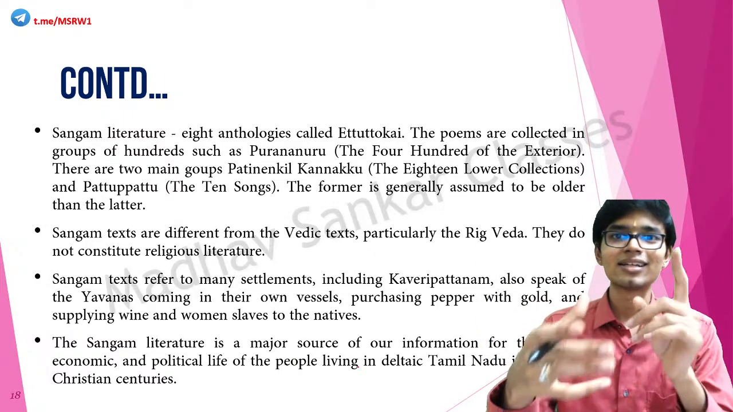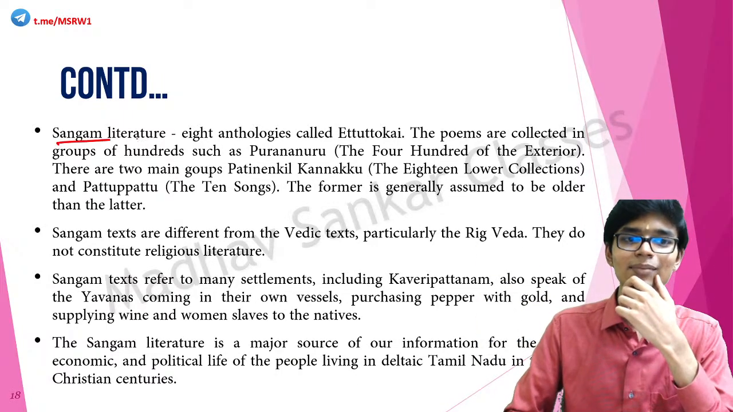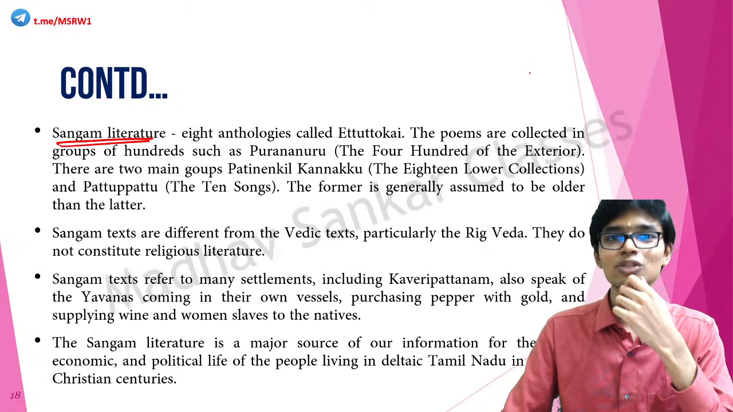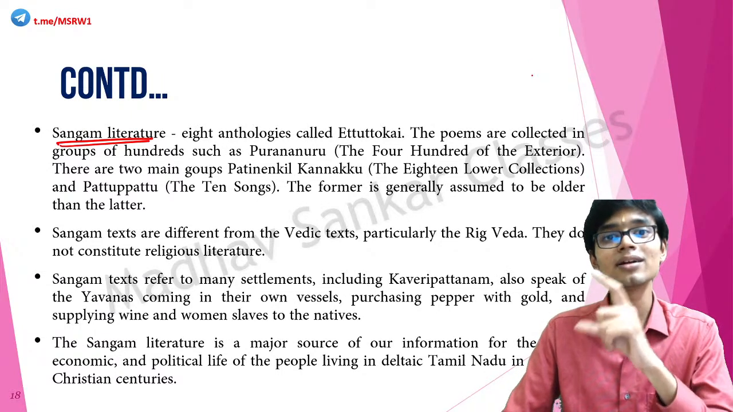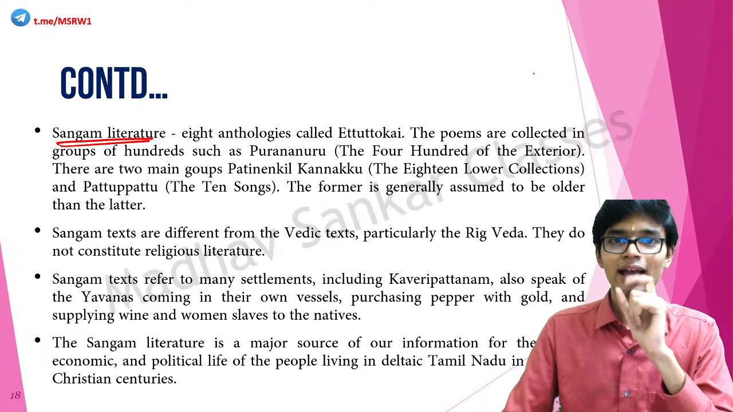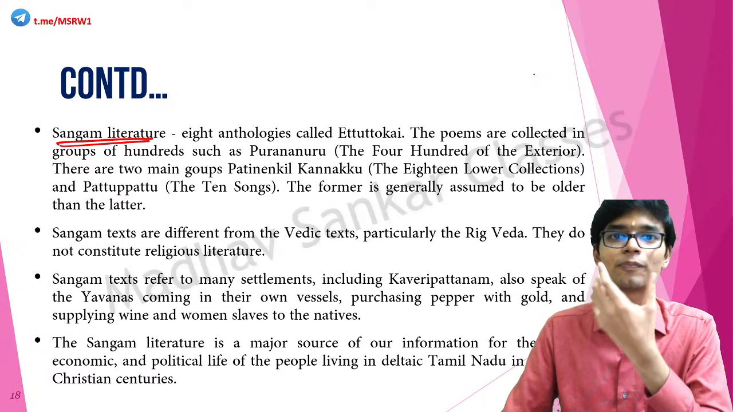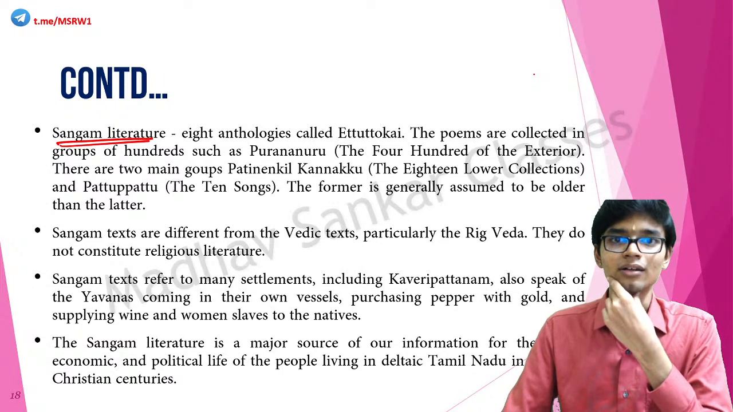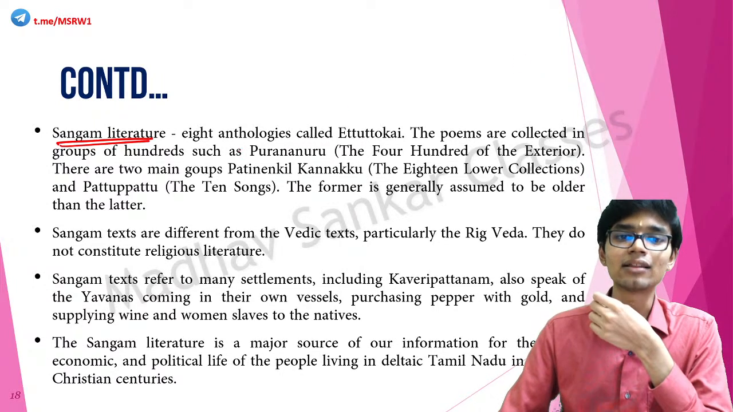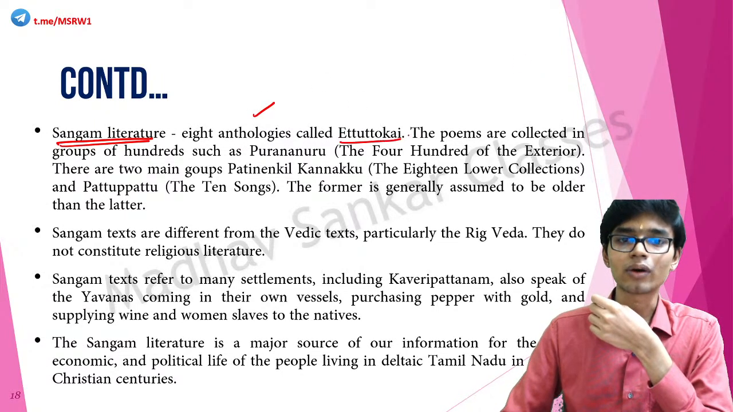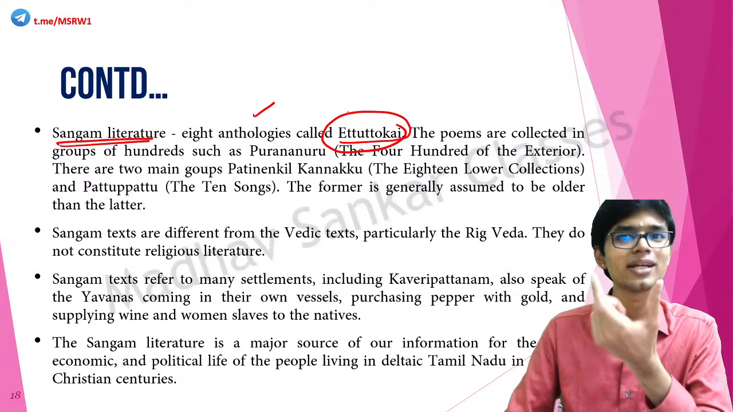Among these literature is another very important one, Sangam literature. Sangam literature is actually a South Indian literature that deals with the Tamil region, Tamil Nadu region. And this literature was actually constructed by a group of people called Sangam. Okay, and it consists of 8 anthologies known as Ettu Tokkai. Ettu means 8.